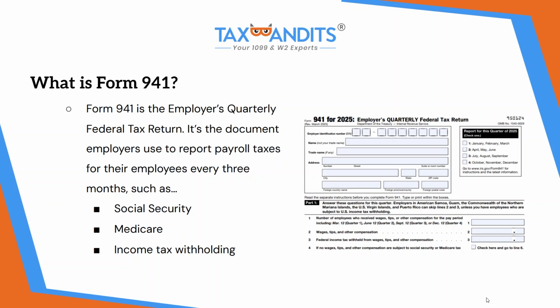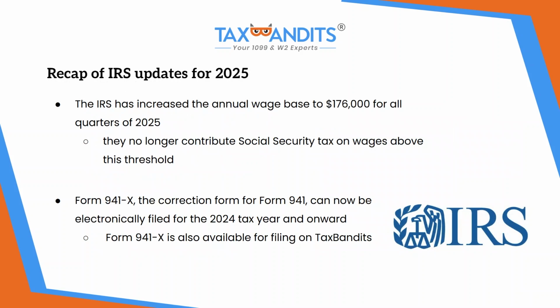Let's also recap some IRS updates specific to Form 941. The IRS has increased the annual wage base to $176,000 for all quarters of 2025. This means once an employee's wages reach this annual cap, they no longer contribute Social Security tax above this threshold.